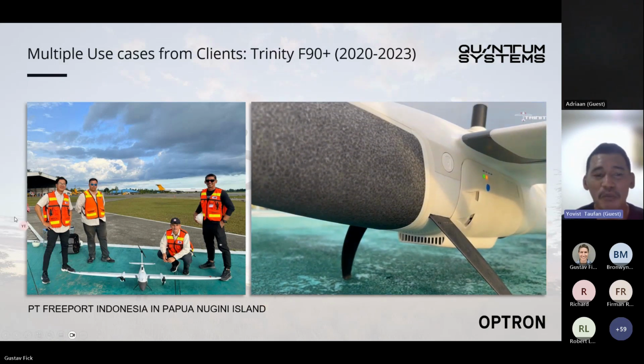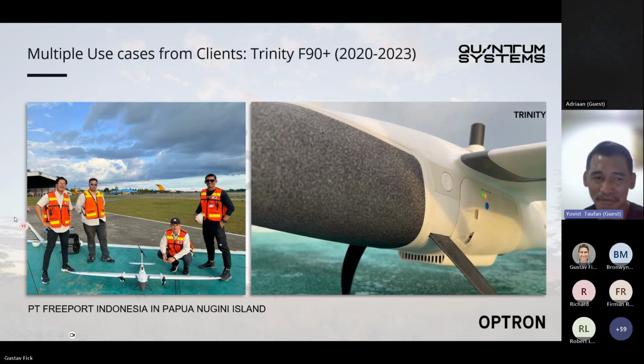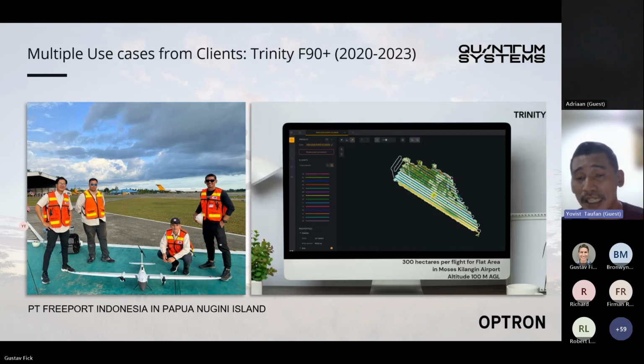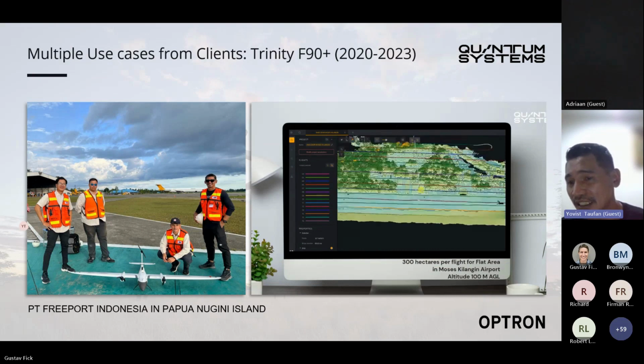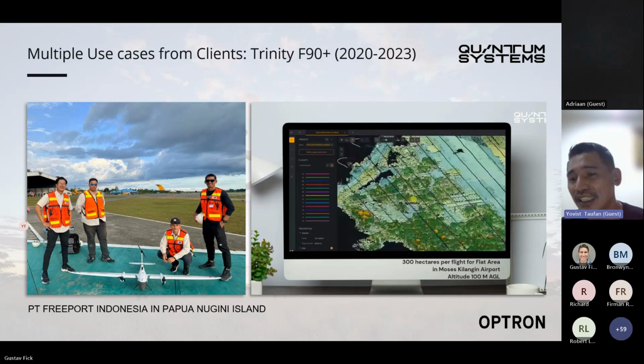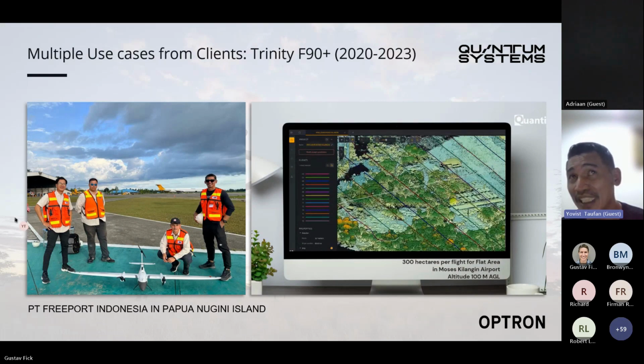Large area mapping in Papua New Guinea. This is from Freeport, Indonesia. We are mapping the airport area, and in this mapping we do 300 hectares per flight. We did it, I think, in the evening, because LiDAR quality is higher in the evening. So from some rough review and Trinity experience in Indonesia, it proves that Trinity F90 Plus is still the most sophisticated eVTOL UAV system in Indonesia in terms of features, technology, durability, and lifetime support.